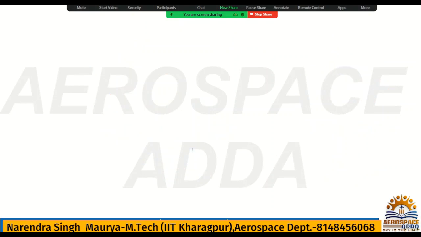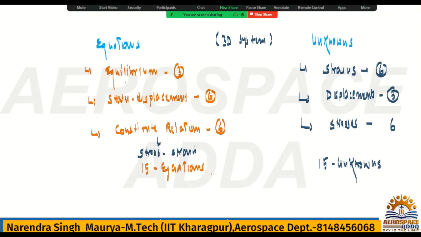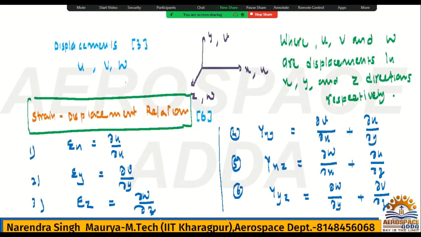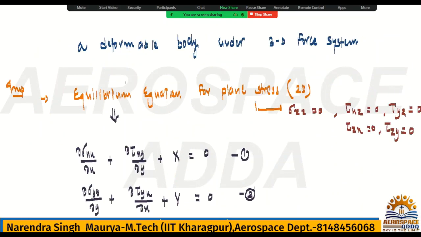Done. So now for the plane stress condition, how many equilibrium equations did you see? There are two equilibrium equations in the plane stress condition. You have written it somewhere here: in plane stress condition we have two equilibrium equations. This is one thing, pointed. Now for the plane stress condition, how many strain displacement equations?